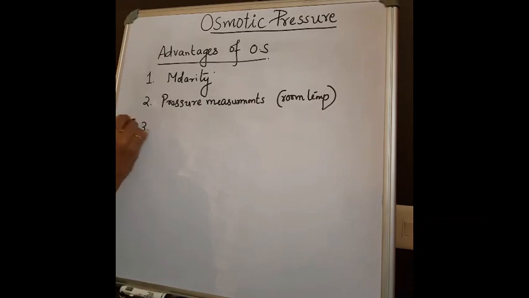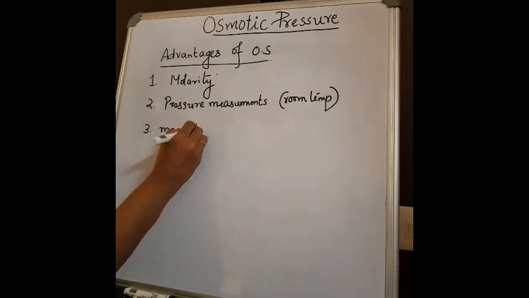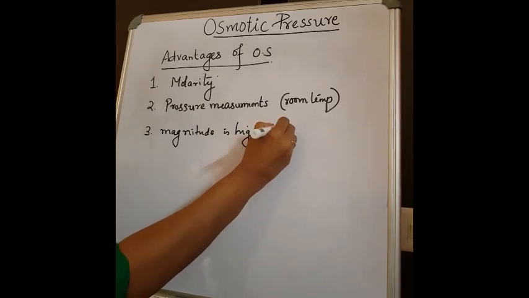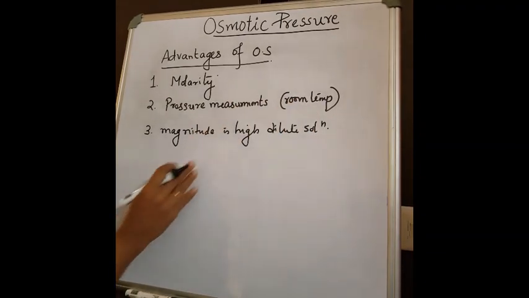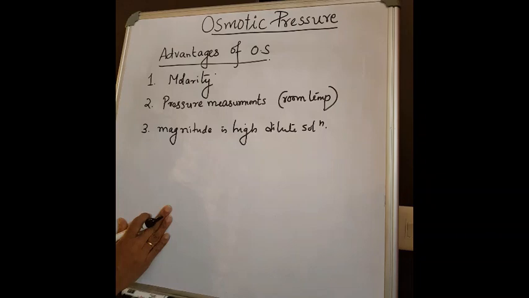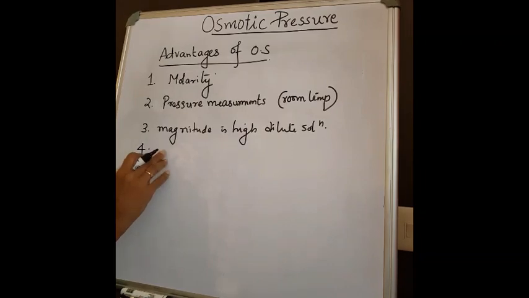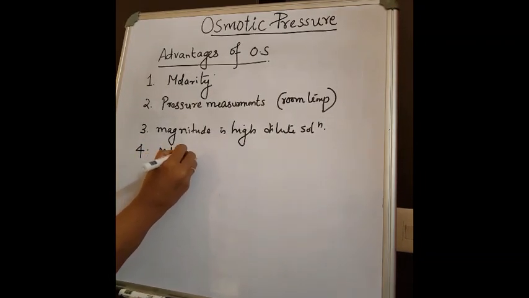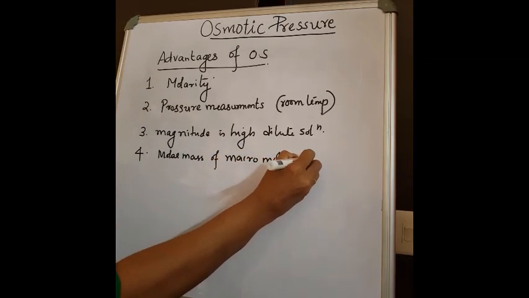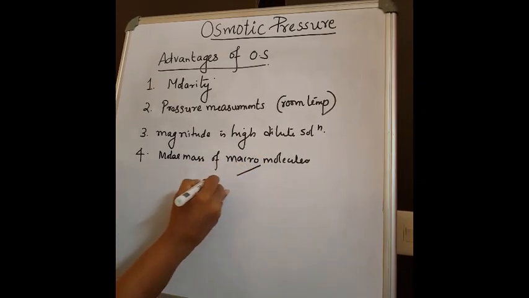Now, the third point is that the magnitude is high. What is magnitude? That is the value. The magnitude is high even in dilute solutions. That is the third advantage. The magnitude means the value we get is high in dilute solutions. The fourth advantage is that by using this osmotic pressure method, we can calculate the molar mass of macromolecules. Now, what are macromolecules? For example, polymers.